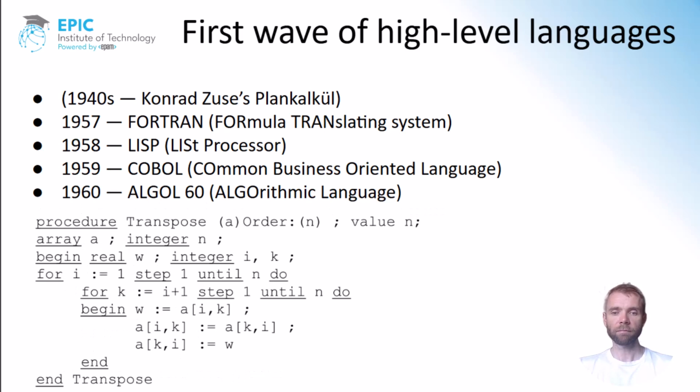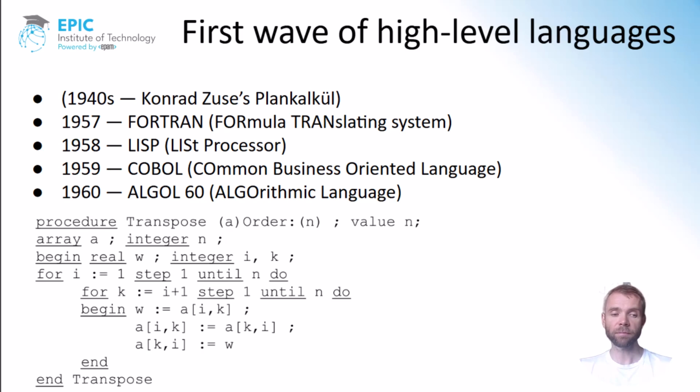Okay, so next comes probably the most influential language of them all, of this first wave, that's ALGOL 60. This was not the very first version of ALGOL to appear, and still this was probably the very first standardized version of ALGOL. So here we have an example of a procedure for transposition of a matrix in ALGOL. You can see that it looks much like Pascal if you ever programmed in Pascal language.